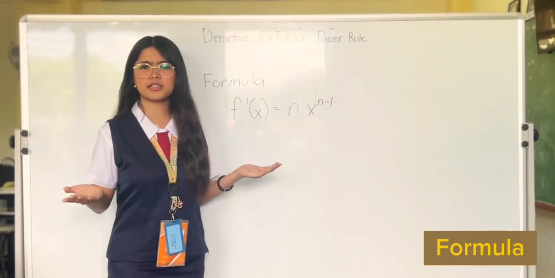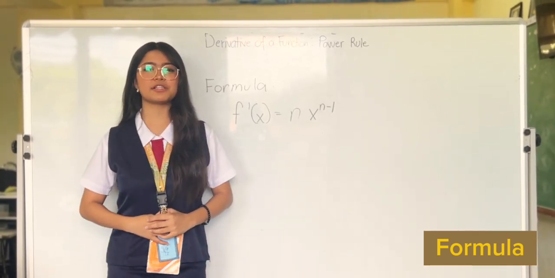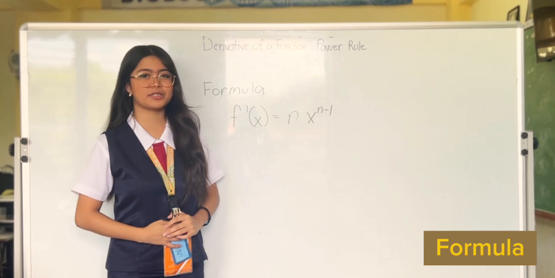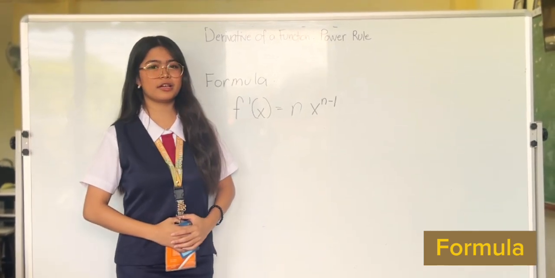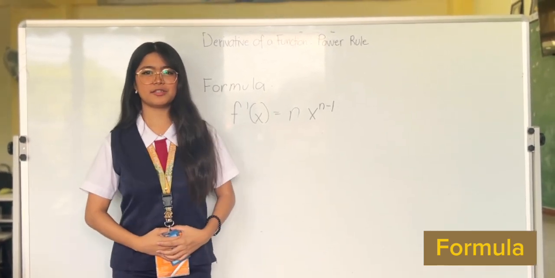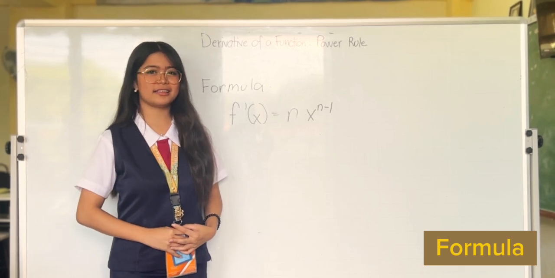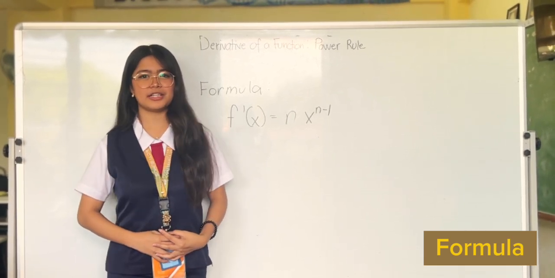But what does it actually mean? It means when you see x raised to a power, you only need to follow 2 steps. First, bring the exponent down in front. Then second is subtract 1 from the exponent. And just like that, finding derivatives becomes much easier.